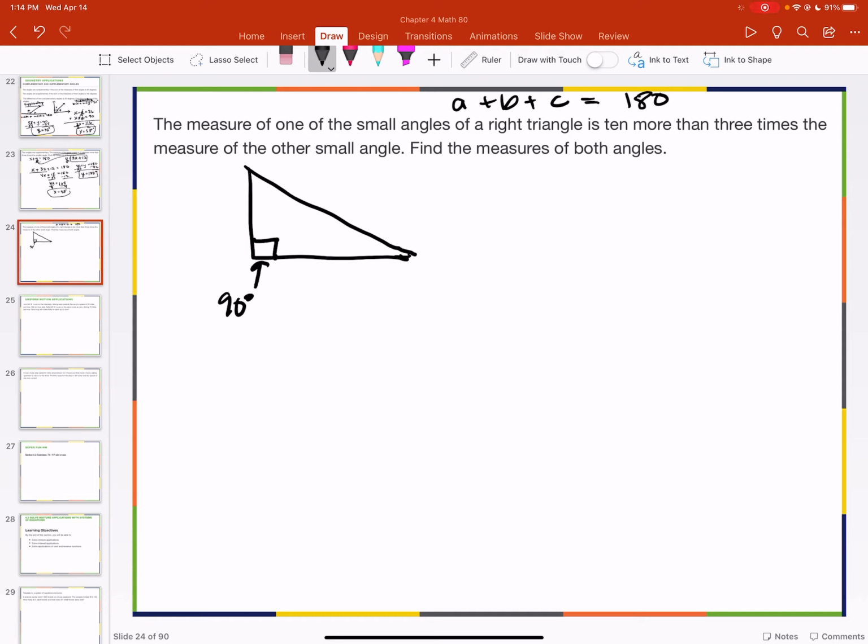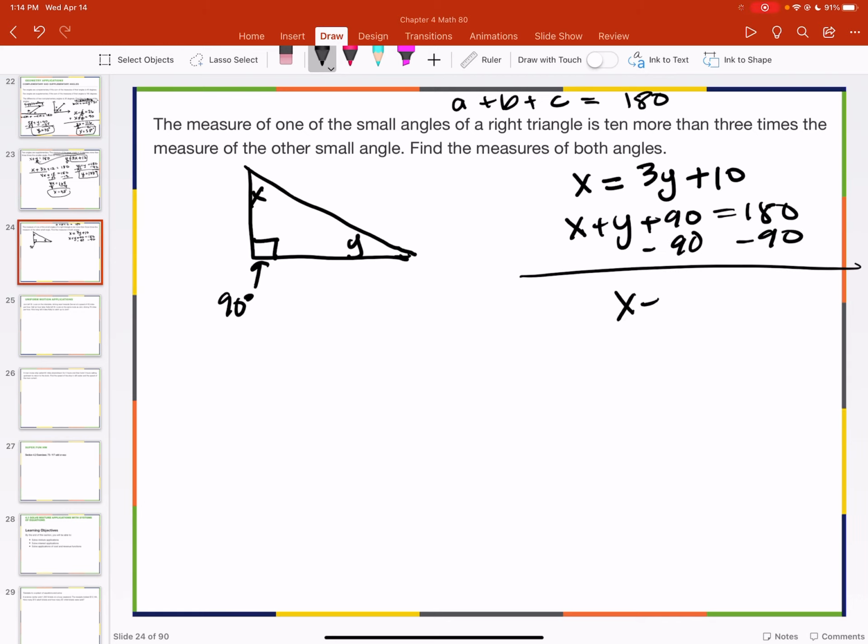The measure of one of the small angles is 10 more. So let's say this is x and this is y. We have x is 10 more than 3 times the other small angle, so 3y. So we have x is equal to 3y plus 10. And we also know, because of the interior angle theorem, that x plus y plus 90 is equal to 180. And you can simplify that a little bit. So we get x plus y is equal to 90. So we can do substitution here, okay?